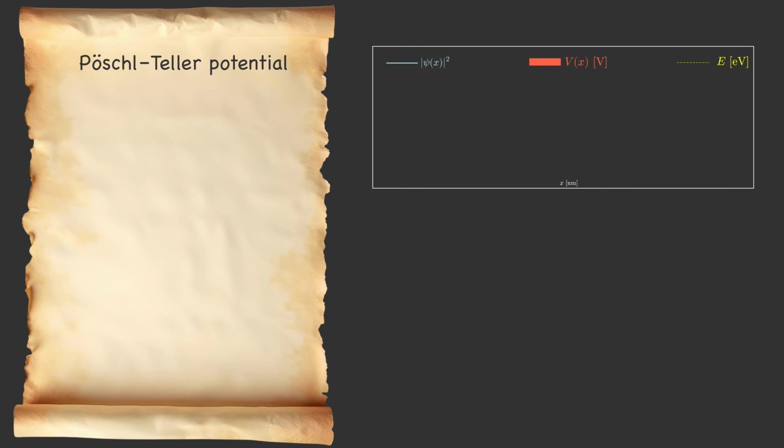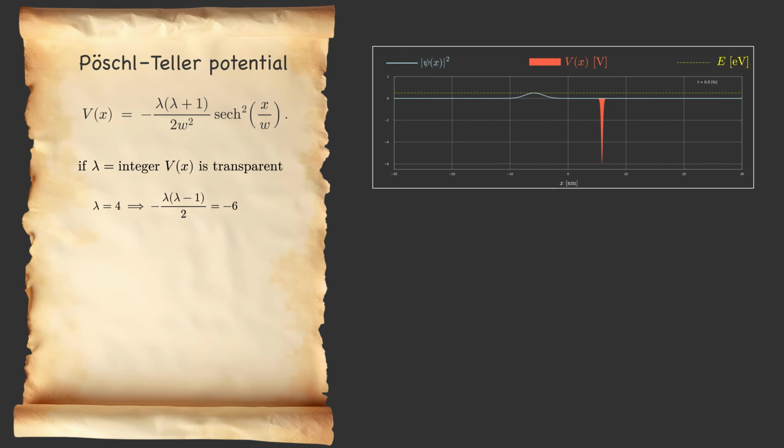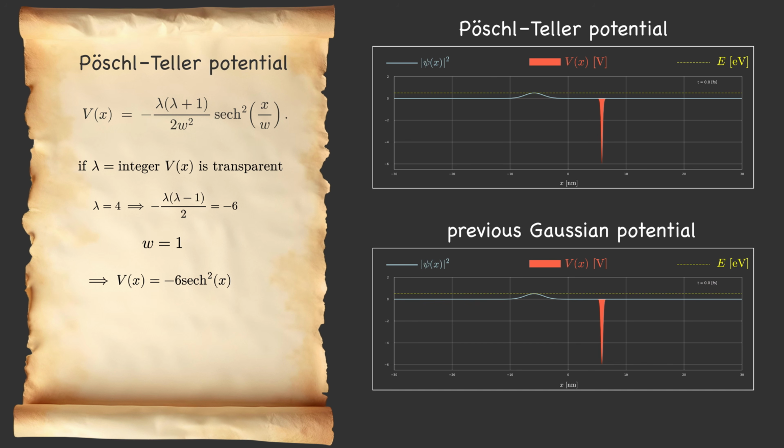And in fact, there is something not just better, but something perfect. It's called the Pöschl-Teller potential, and this is it. And if this lambda is an integer, this potential should be fully transparent. So I want to test it numerically, and I want it to have the same depth and width as the Gaussian potential. If I choose this lambda to be 4, then this gives me a depth of 6, which is the same as the original Gaussian. I also choose w to be 1, so it has roughly the same shape.